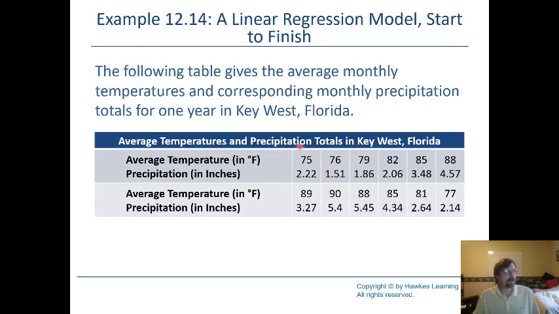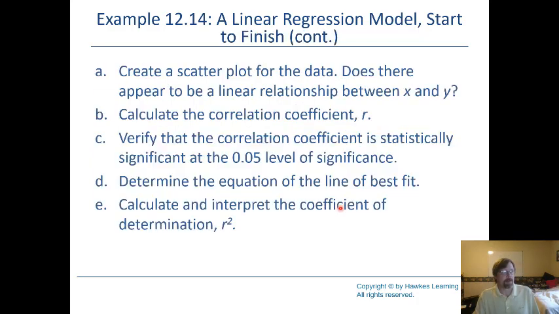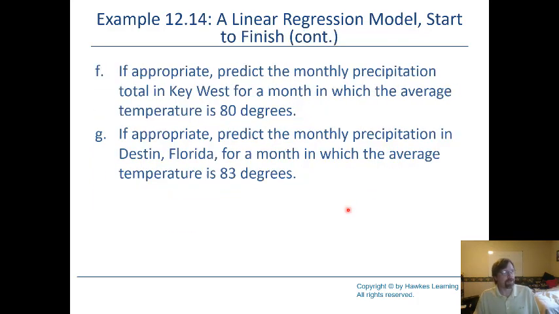Okay, this is for Key West, Florida. That is our location. And our range is 75 to 90. So I'm just going to start with checking appropriateness. 80 is in that range, Key West. Destin is a different location. I'm not sure where in Florida that is. I'd have to get a map and search. But it is not Key West at any rate. So it is a different underlying population, so it's not appropriate.